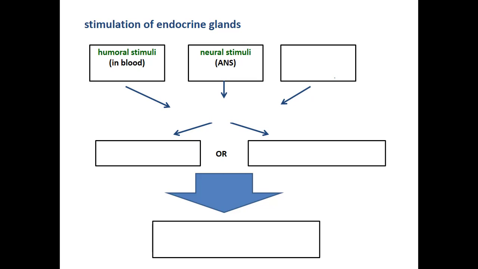The third mechanism of stimulation is hormones. In particular, pituitary hormones. The pituitary releases a number of hormones that target endocrine glands and stimulate those endocrine glands to release their hormones. And that's why the pituitary is known as the master endocrine gland.